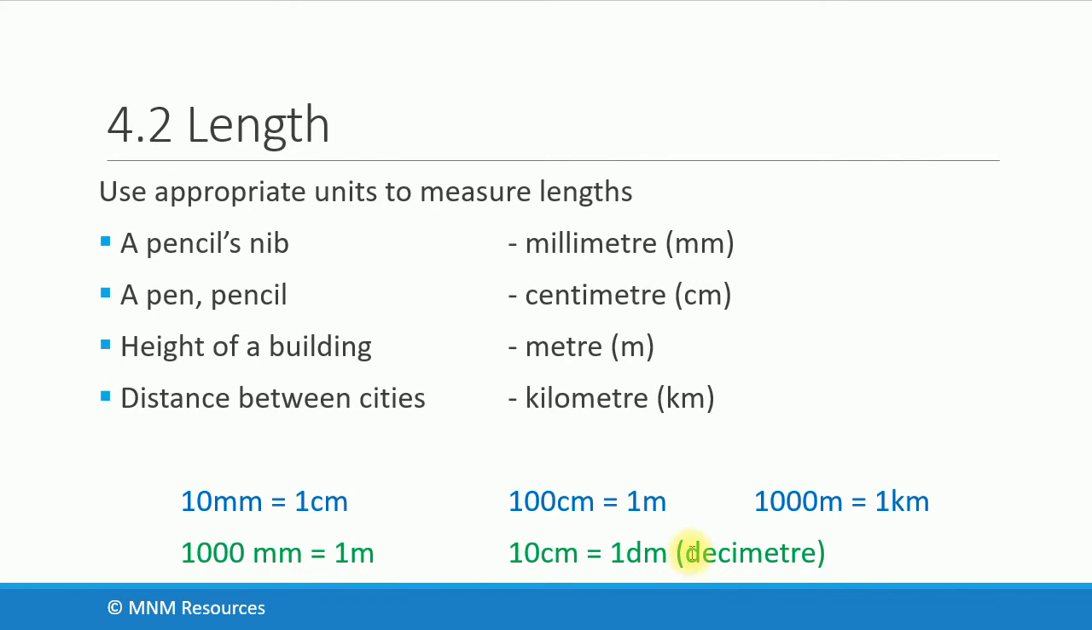There is also another unit called decimeter. This is 10 centimeters is equal to 1 decimeter, but this is very rarely used. Usually you use millimeter or centimeter or meter. But you might come across this. Just to let you know that 1 decimeter, or written as 1 dm, is equal to 10 centimeters. So these are all the units which are used to measure length.